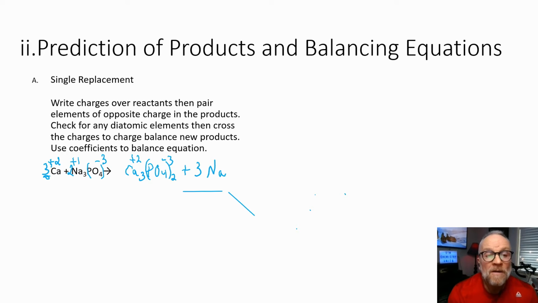Now, we've balanced 1 time to the yield sign, and now we need to go back through and double check to make sure everything is still balanced and adjust accordingly. 3 calciums, so we're good there. 2 times 3 is 6 sodiums, but we only have 3 sodiums on the product side, so we're going to have to change this to a 6. And now we have 2 phosphates and 2 phosphates, so now we are balanced.